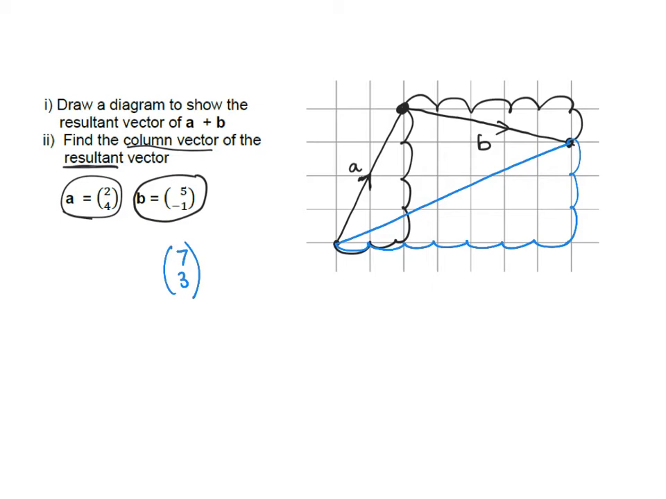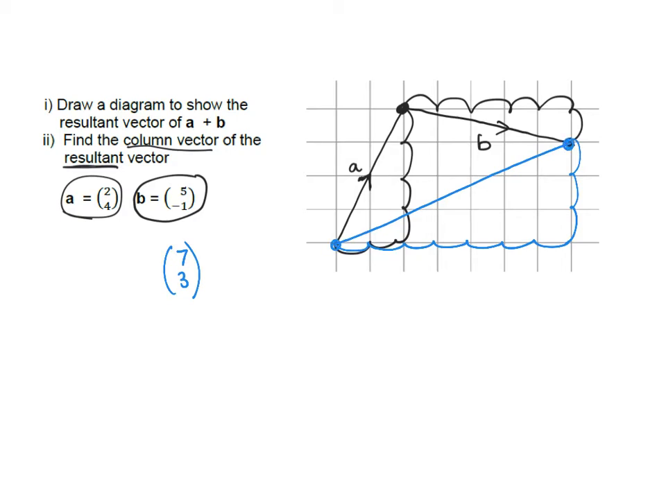What's important to note as well is that a vector is measuring displacement, which is different to distance. Distance would be how far you've travelled, whereas displacement would be how far you have moved from the original place that you were. So how far have you moved from here to here.